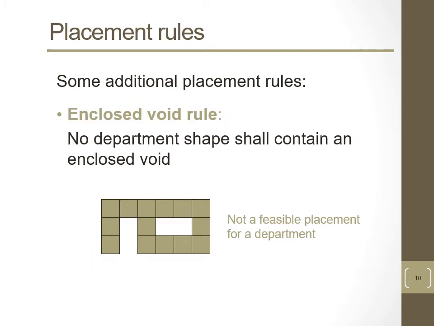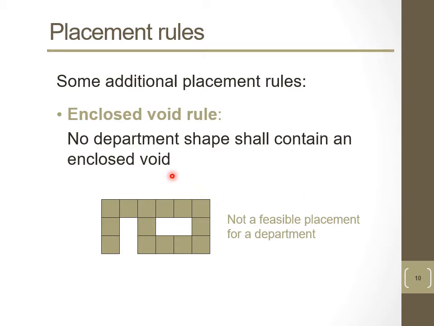Other than the first 2 rules, which are very important, we have some other rules as well, and these are also practical and realistic rules. For example, the first one of them is the enclosed void rule. Consider such a departmental shape. What do you think? Is it realistic? I mean, you see a department having such a grid structure in which inside it there is another department. So this empty part here is the enclosed void and it's not accepted.